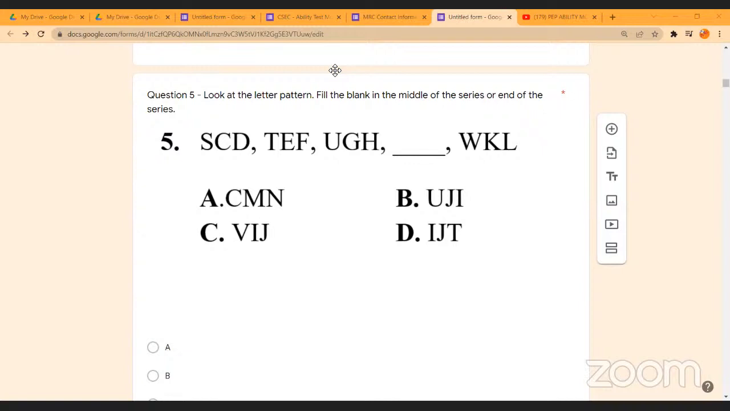Hold on. Let me highlight what you're saying. So you see S first, then T, then U. S, T, U, V. So that means the next letter would be V. Well done. And W.